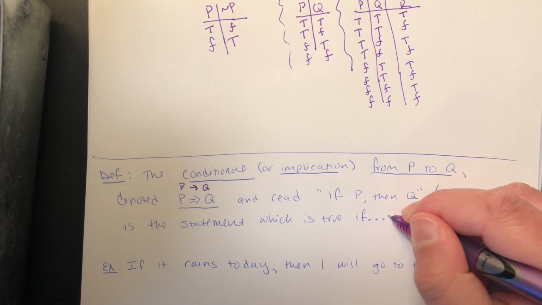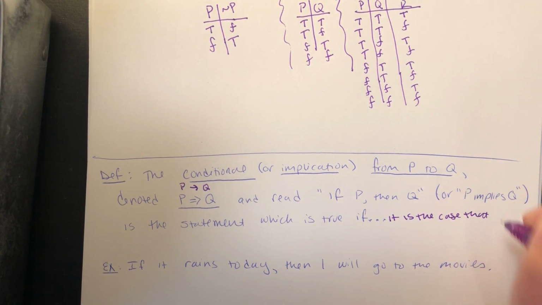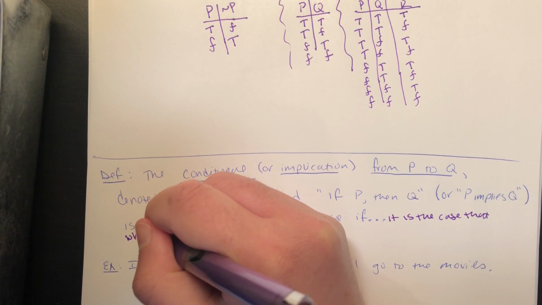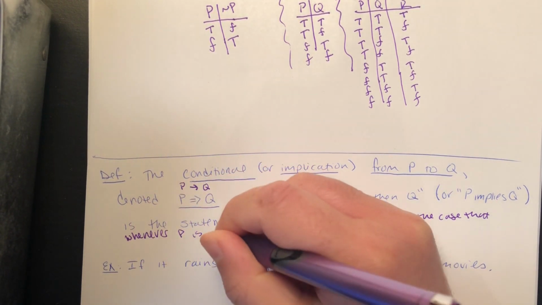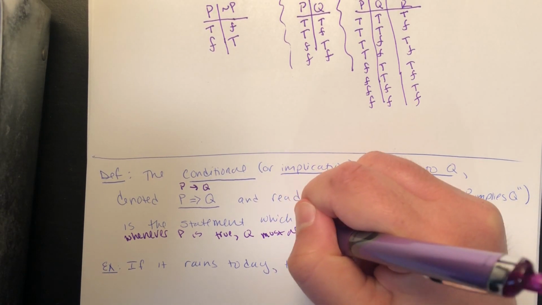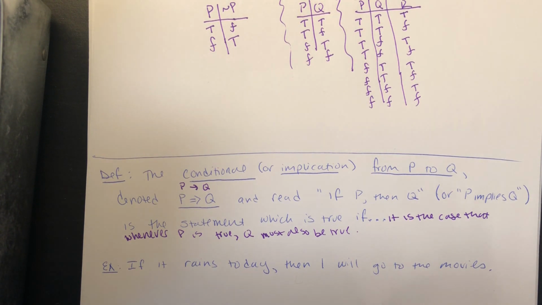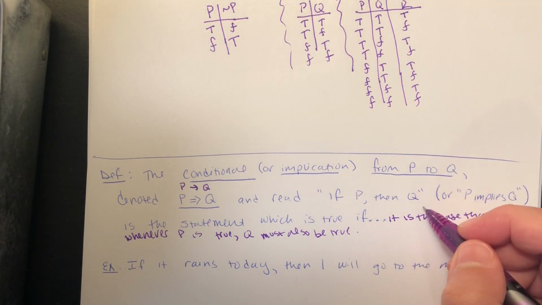Right? If it is the case that whenever P is true, Q must also be true. Right, so this is a statement wherein if the first part is true, then the second part is automatically true as well. And we call that first part, the P, the part before the arrow, the hypothesis of the implication. And we call Q the conclusion.